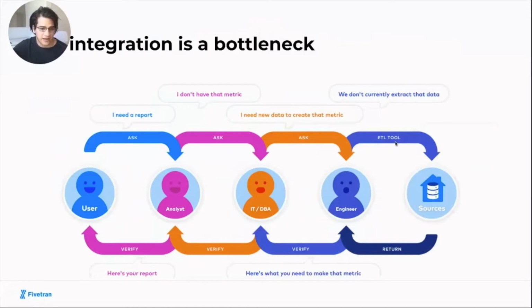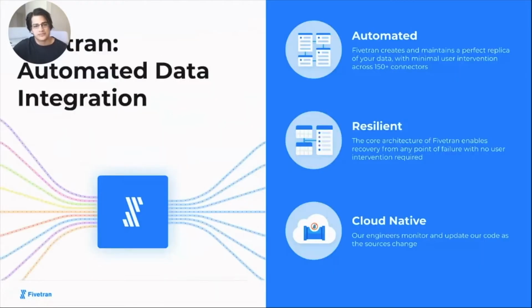But this data integration bottleneck can be resolved by automating data integration, and that's exactly what we're doing at Fivetran. So Fivetran is automated, and it creates and maintains a perfect replica of your data with minimal user intervention across over 150 different data sources. It's resilient, and the core architecture of Fivetran enables recovery from any point of failure with no user intervention. It's cloud native as well, so our engineers are monitoring and updating our code as sources change.